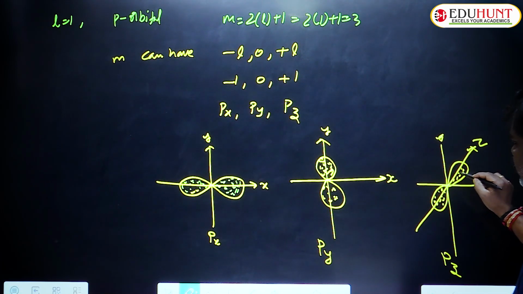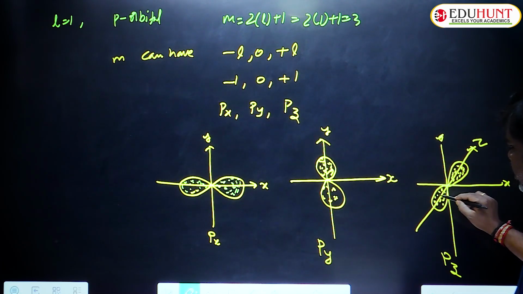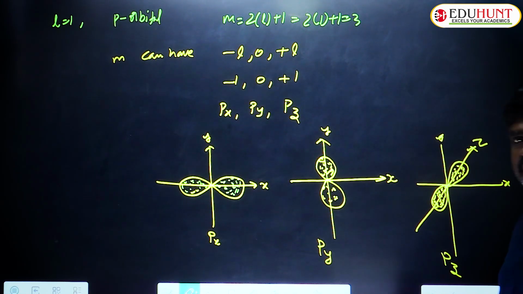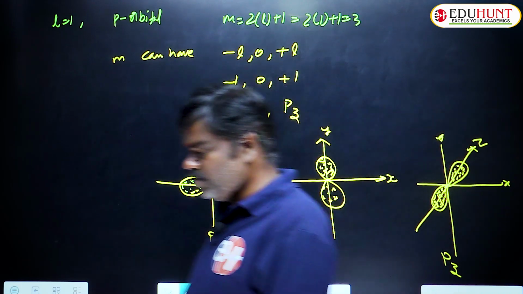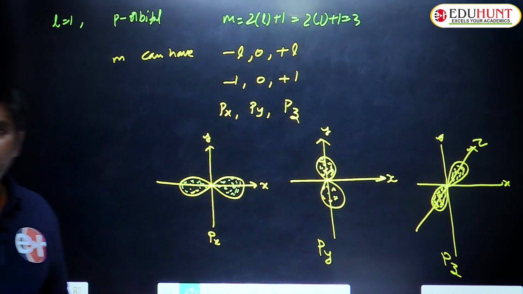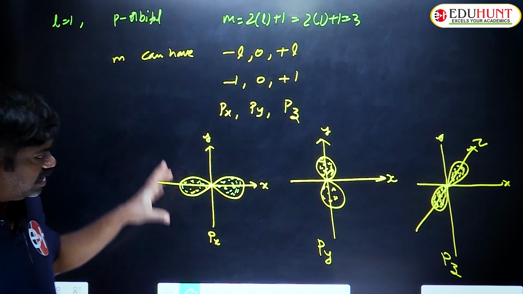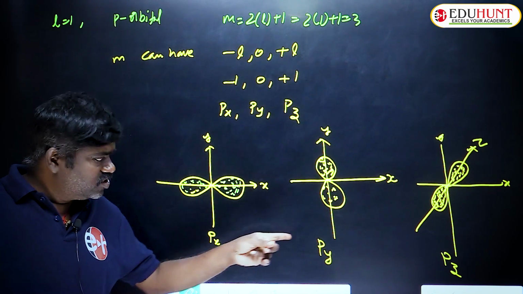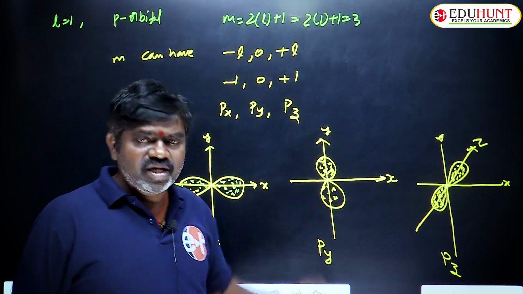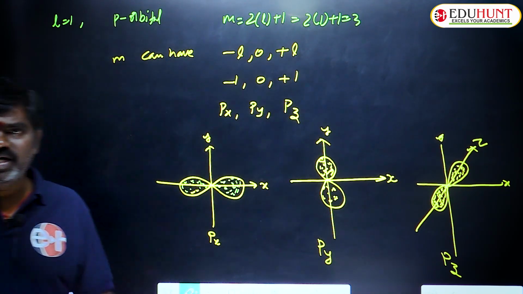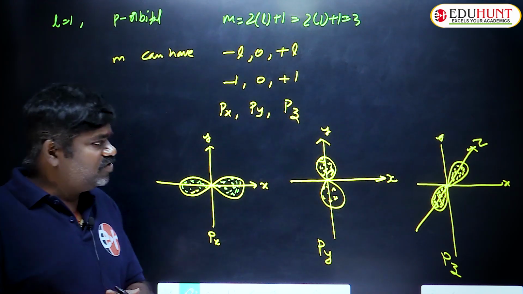But what does M indicate? The p orbital has 3 suborbitals, that is Px, Py, Pz. For these, the M values are minus 1, 0, plus 1. So this is known as spatial orientation. See, spatial orientation means in x space the orbital is arranged, here along the y-axis the orbital is arranged, here along the z-axis the orbital is arranged. Based on this we can explain the spatial orientation of orbitals.